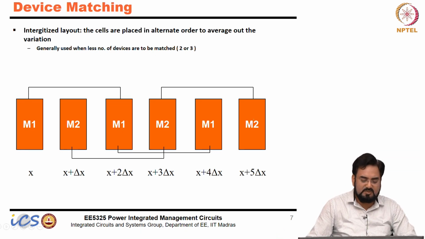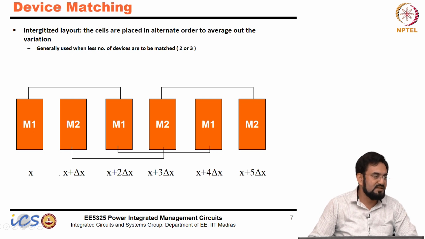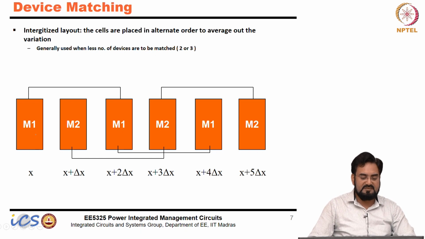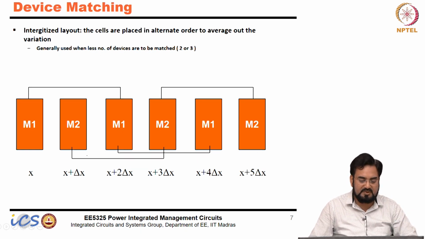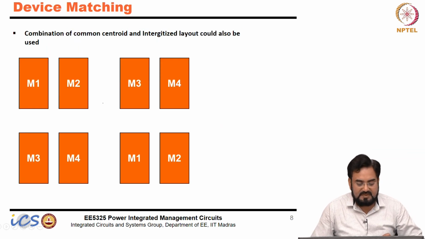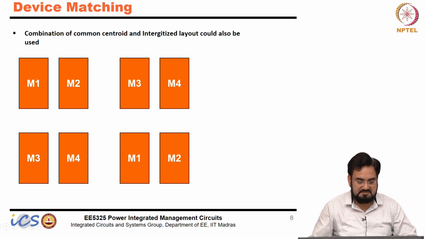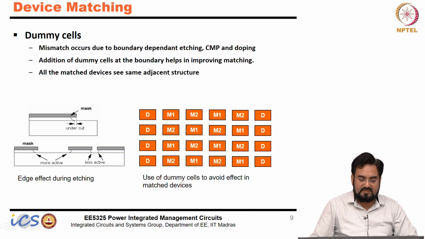Okay, so mostly this is used in the resistors, not in the transistor. In the transistor we mostly use common centroid, but in resistors, if you have let's say too many resistors, then it may be a problem to put them in common centroid, so you can use interdigitized. So on an average they will get cancelled out. Okay, you can combine the two, make it common centroid and interdigitized. So that's also possible.